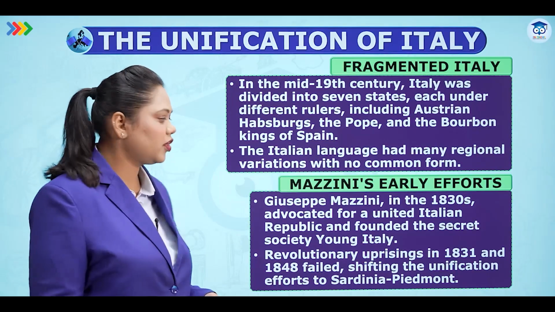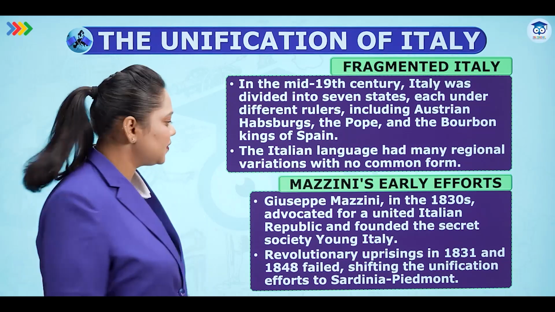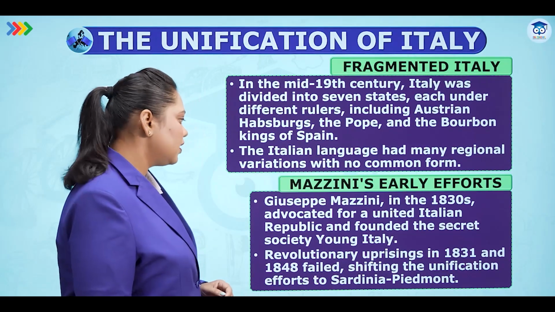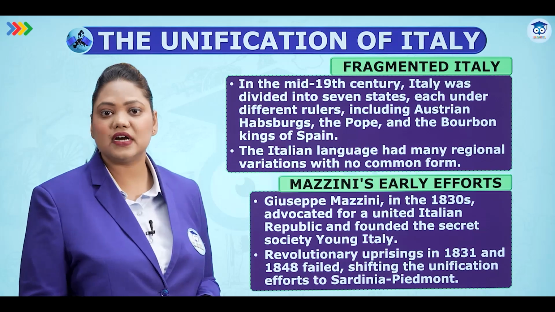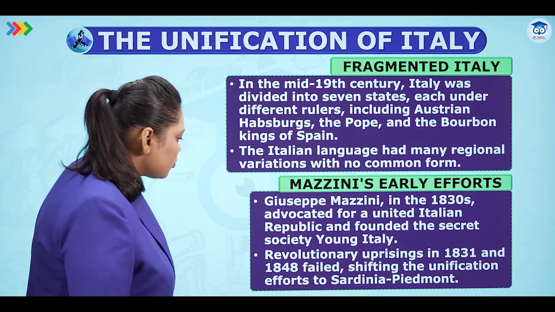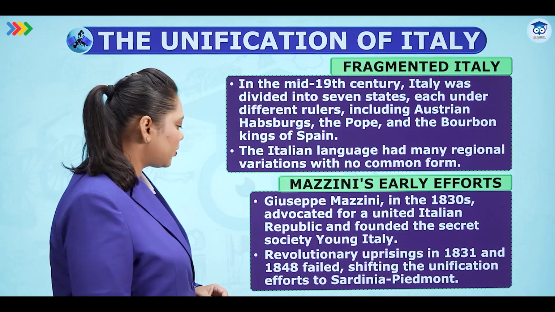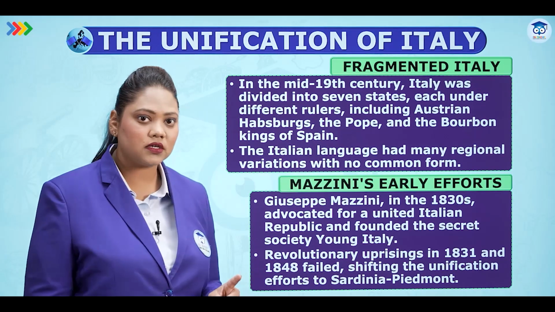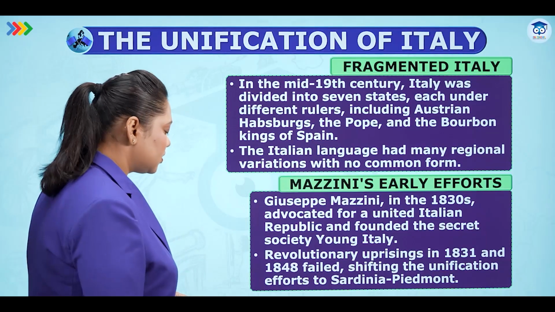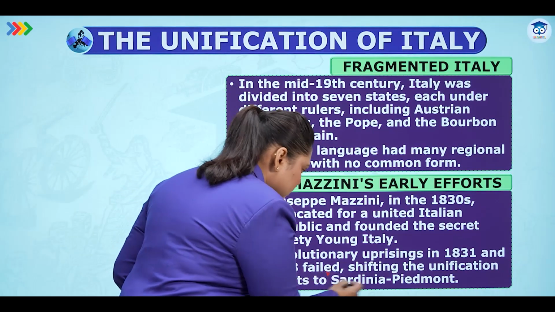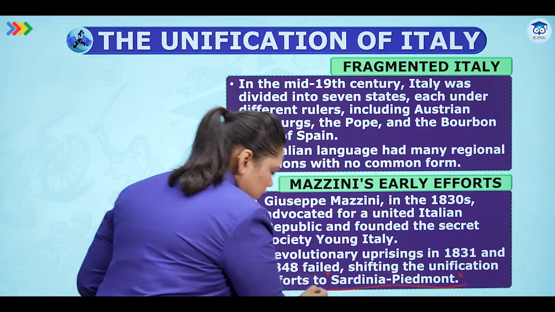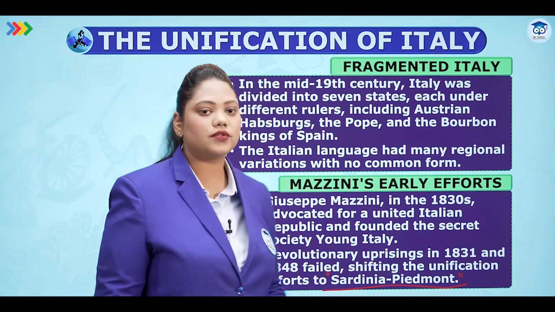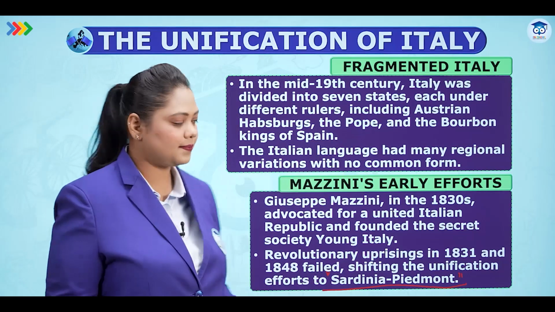Then comes the entry of Giuseppe Mazzini. Mazzini in the 1830s advocated for a united Italian republic and founded secret societies like Young Italy. The revolutionary uprisings in 1831 and 1848 failed, shifting the unification efforts to only one part, that is Sardinia, Piedmont. Now this was an area with a majority of Italians, and these were the ones that led to the unification of Greater Italy.